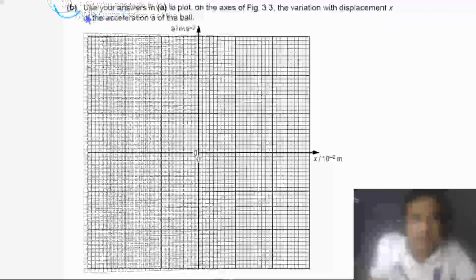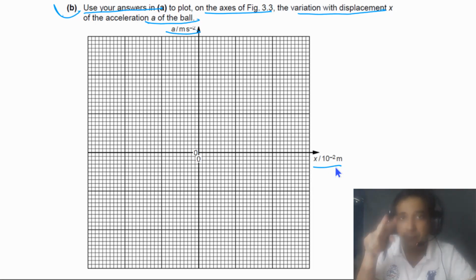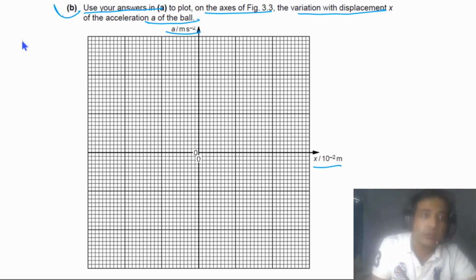Part B says, use your answers in A to plot on the axes of figure 3.3 the variation with displacement x of the acceleration a of the ball. So simply we have to sketch the graph between a and x. So we need to sketch a graph between these two quantities. So we need to figure out what is the relationship between these two quantities. a is equal to minus omega squared x.